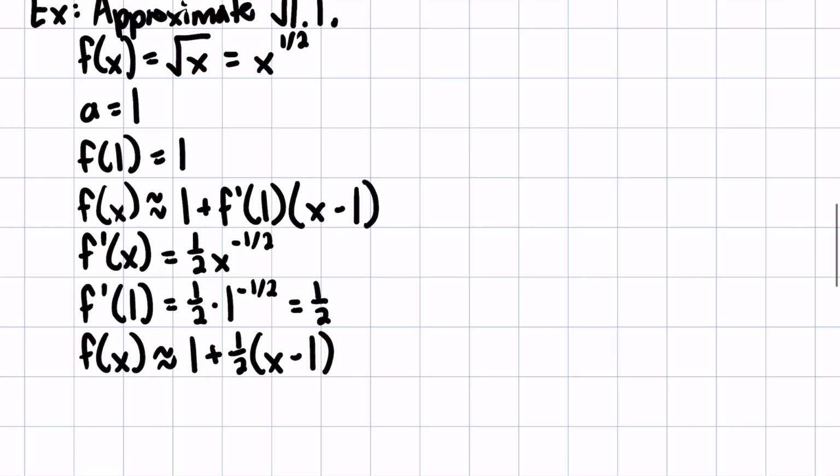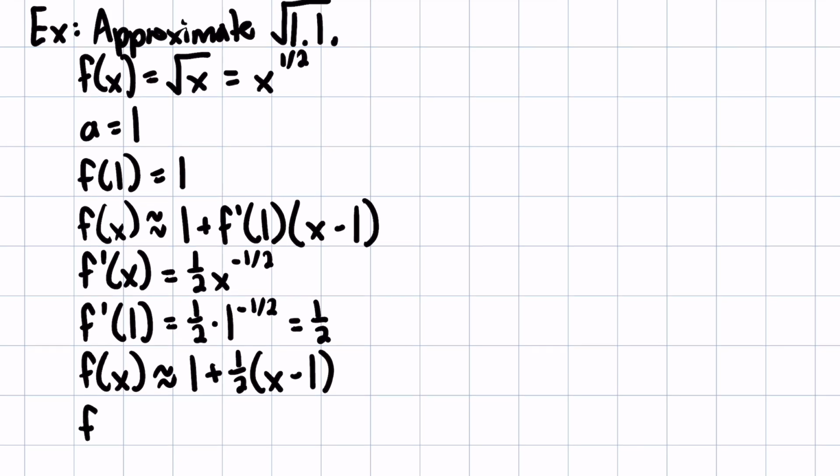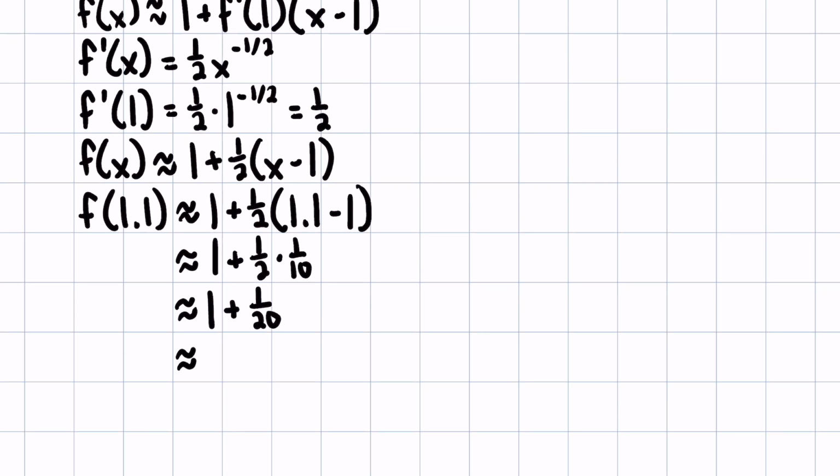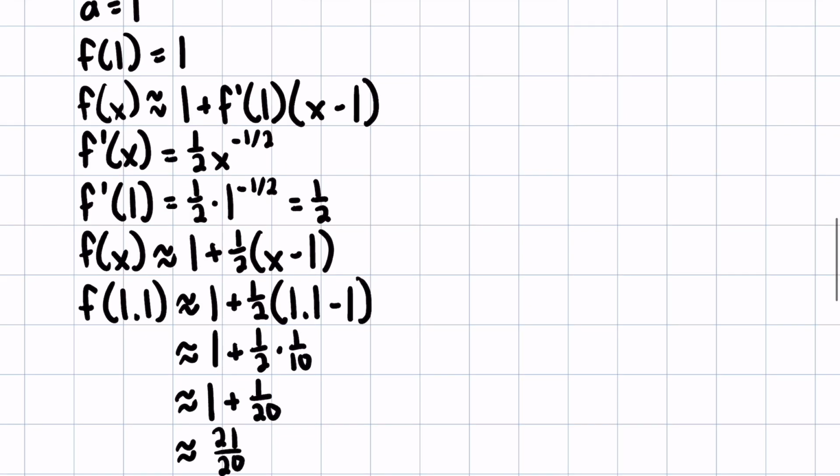So let's plug 1.1 into this. f of 1.1 is going to be approximately 1 plus 1/2 times 1.1 minus 1. We can do this without a calculator pretty easily because 1.1 minus 1 is 0.1, which is the same as 1/10. 1/2 times 1/10 is going to be 1/20. So we end up with 21/20 as our approximate value for the square root of 1.1.